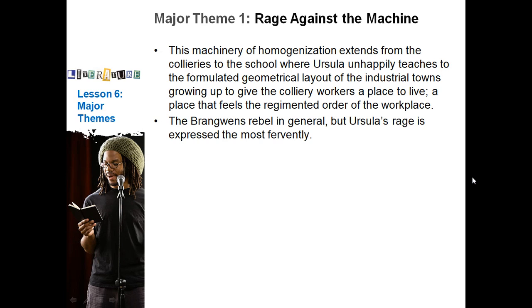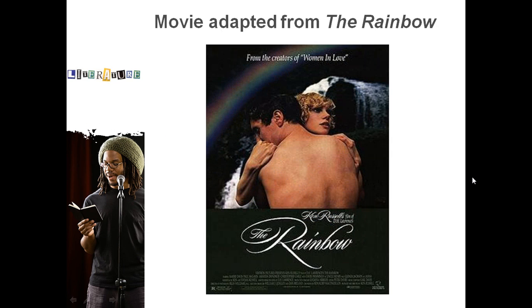This machinery of homogenization extends from the collieries to the school where Ursula unhappily teaches, to the formulated geometrical layout of the industrial towns, growing up to give the colliery workers a place to live, a place that feels the regimented odor of the workplace. The Brangwens rebel in general, but Ursula's rage is expressed the most fervently. Movie adapted from The Rainbow.